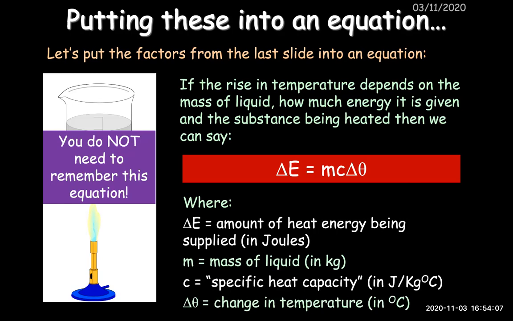So E is the amount of energy. Obviously, it's measured in joules because all energies are. Mass is in kilograms. Specific heat capacity is a joule per kilogram Celsius or Kelvin, depending on which scale you're working in. And delta theta is change in temperature, which is degrees Celsius.